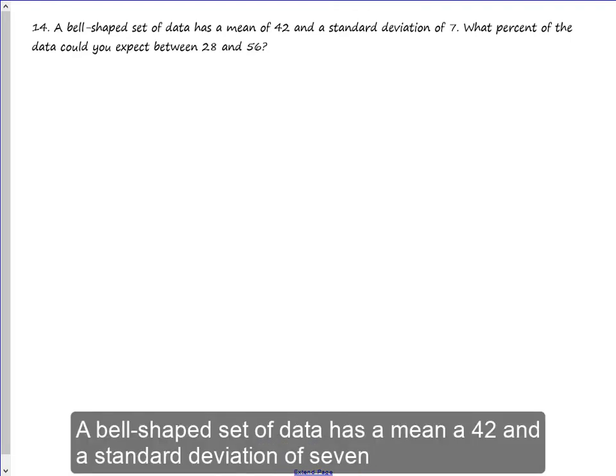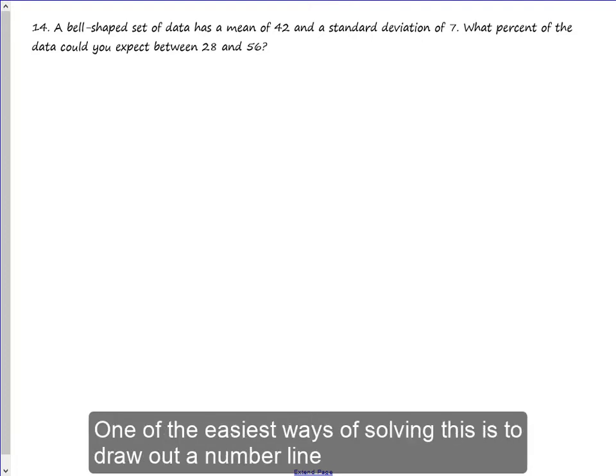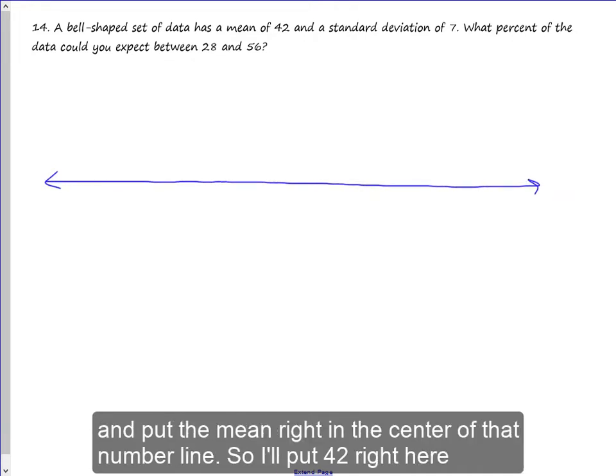Number 14. A bell-shaped set of data has a mean of 42 and a standard deviation of 7. What percent of the data could you expect between 28 and 56?